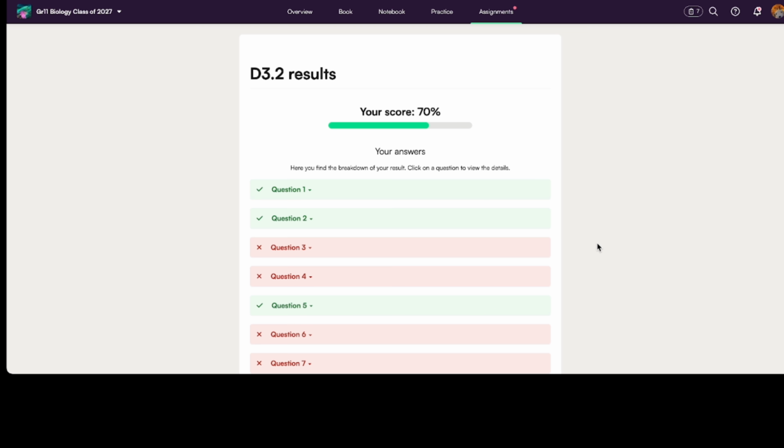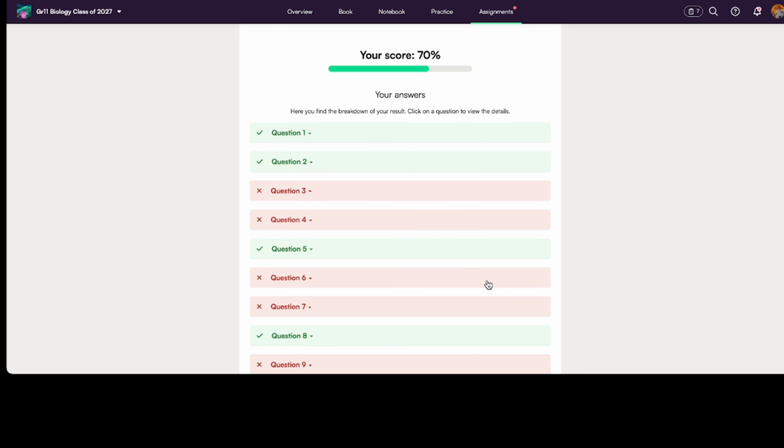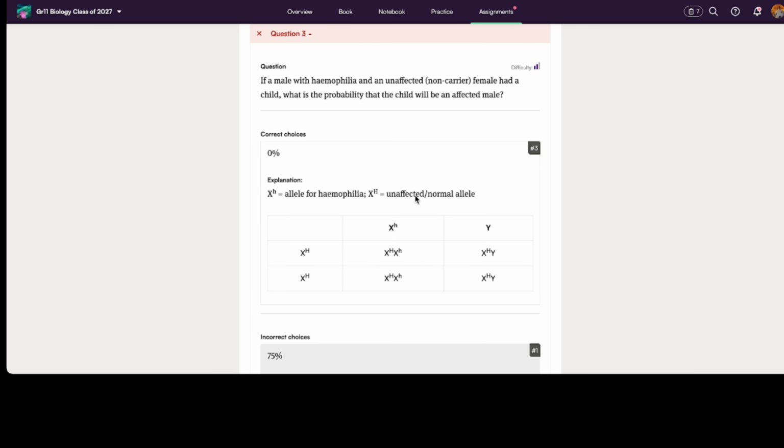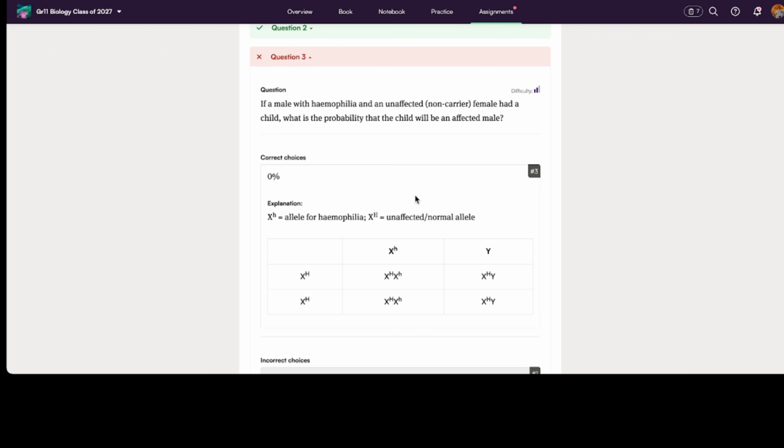All right, so now we're looking at cognitive practice questions, and I want to share the ones I got wrong. I did very badly, but I would like to explain why the right answer is what it is. So this question asks, if a male with hemophilia and an unaffected non-carrier female had a child, what is the probability that the child would be an affected male?